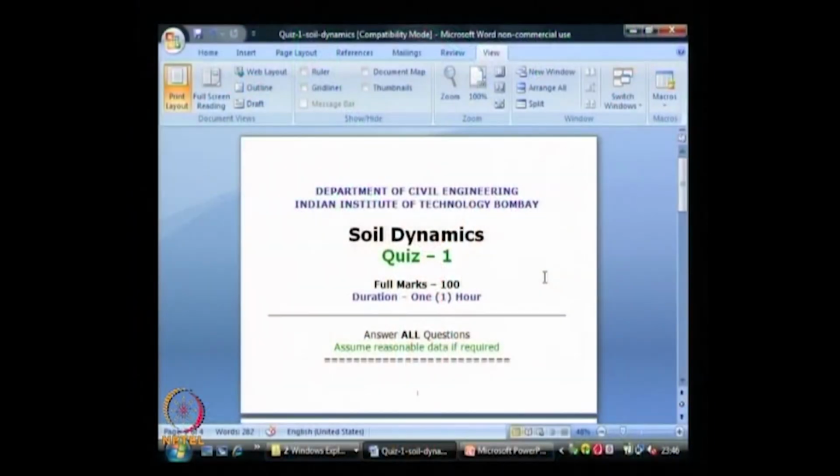Let us start today's lecture on soil dynamics. Before we start our lecture today, let us see the possible solution for quiz 1. The quiz 1 has already been taken. So, let us look at the slide. The questions for quiz 1 for our course. Full marks was 100 and duration was 1 hour, and all questions has to be answered.